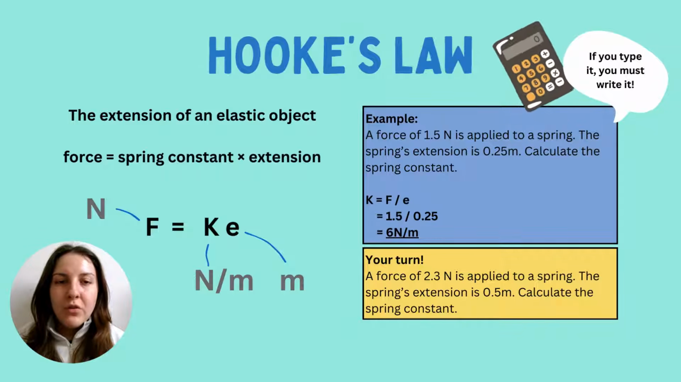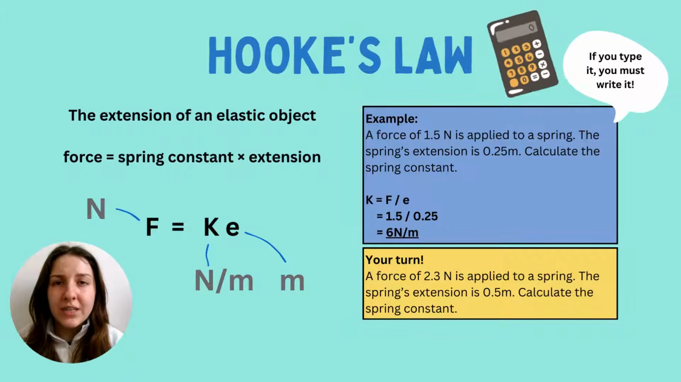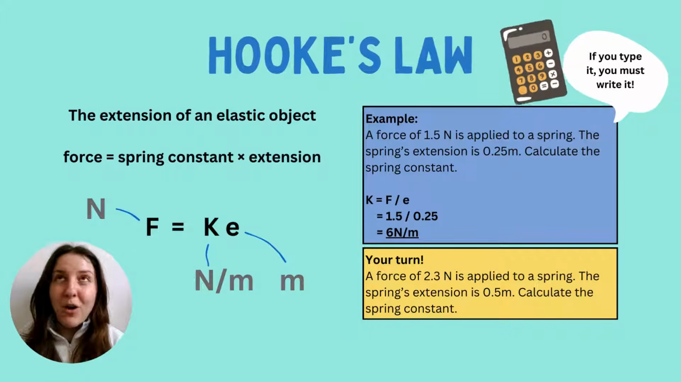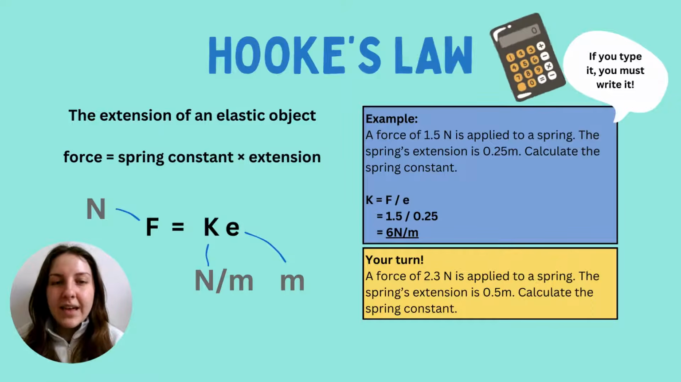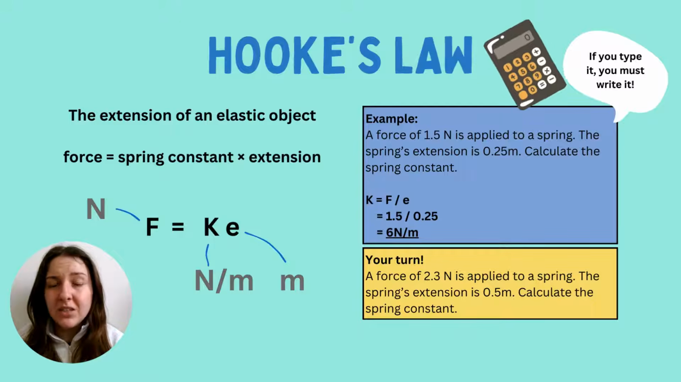So the question says, a force of 1.5 newtons is applied to a spring, and the spring's extension is 0.25 meters. Calculate the spring constant. Notice in this question, they have given us the extension, so we don't have to work that out. They've also made it really easy, in the fact that you don't have to convert your units. They've given it in meters. If they've given it in a different unit, maybe centimeters, you might need to do some conversions here. So just be aware of that too.